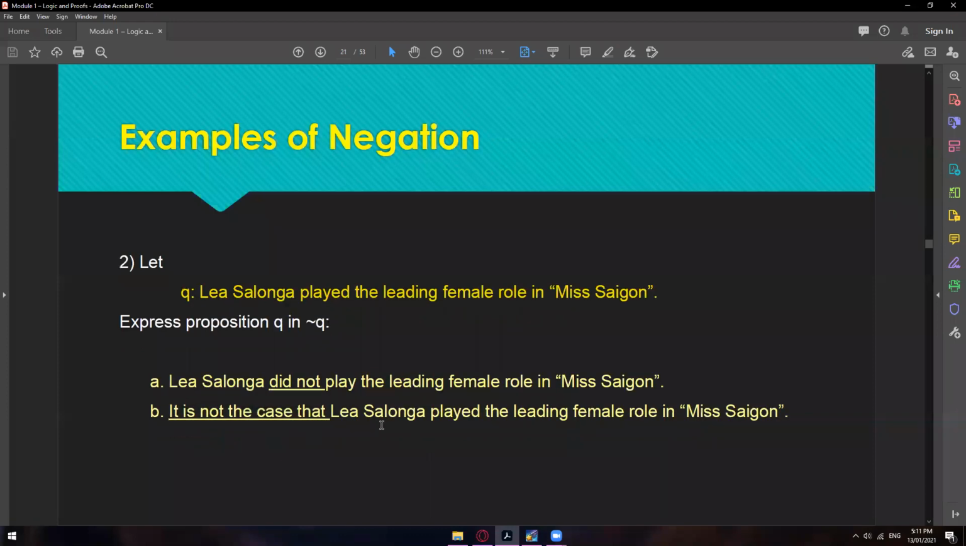Okay? So we have here the other examples. Lea Salonga played the leading female role in Miss Saigon. Okay? So if you're going to negate this one, okay, as negation Q, so Lea Salonga did not play the leading female role in Miss Saigon, or it is not the case that Lea Salonga played the leading female role in Miss Saigon. Okay? So, ganun lang naman kasimple kung paano mag-negate ng isang statement.